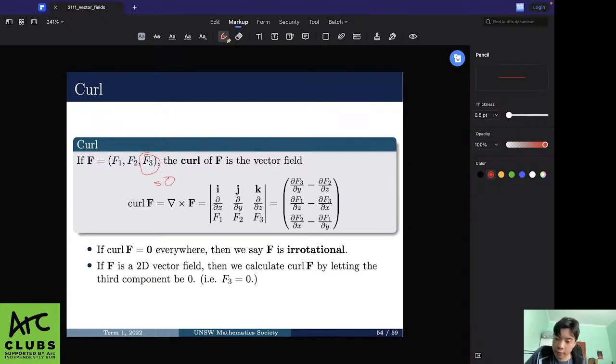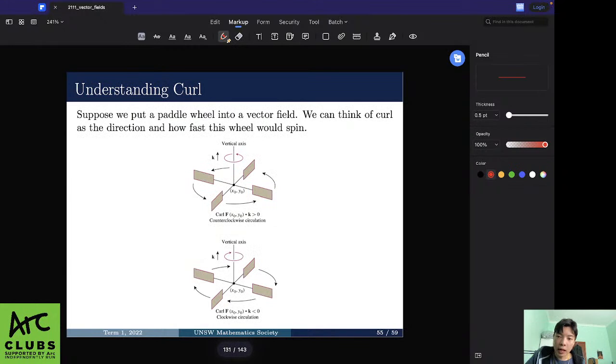And if f is a 2D vector field, generally we let the third component equal 0 and still calculate the curl. So, how can we think of curl? Well, the way we can think of curl is if we put a paddle wheel onto a specific point and fixed it, in what direction and how fast would it spin? For example, if we put a paddle wheel on this specific point and it rotates anti-clockwise, then a positive curl in the direction dotted in the vertical direction is going to be positive.